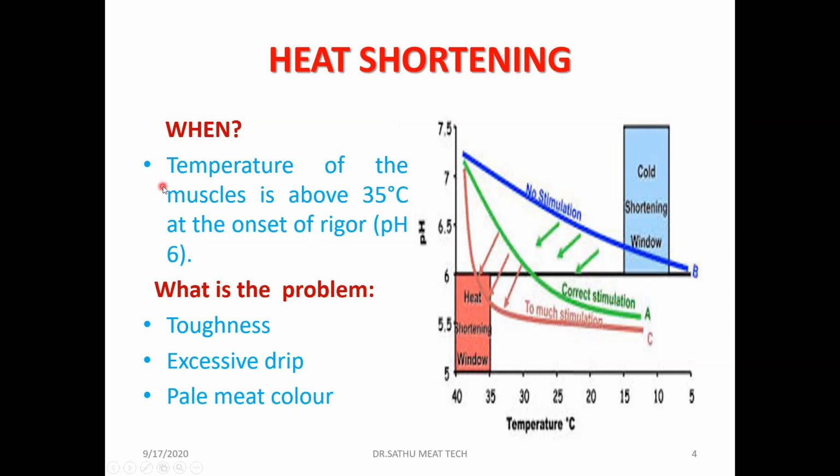This is mainly seen in tropical countries. When they do hot deboning, they expose the meat to a temperature of 30 to 40 degrees centigrade. At this temperature, the rigor mortis will be faster, so the pH can fall very rapidly to 6. That can lead to heat shortening. So what is the problem with heat shortened meat? That meat will be tough. Excessive drip will come out of that meat, and the color is pale, which is not attractive. This condition is somewhat similar to PSE, pale, soft, exudative, but there the meat is soft, here it will be tough.